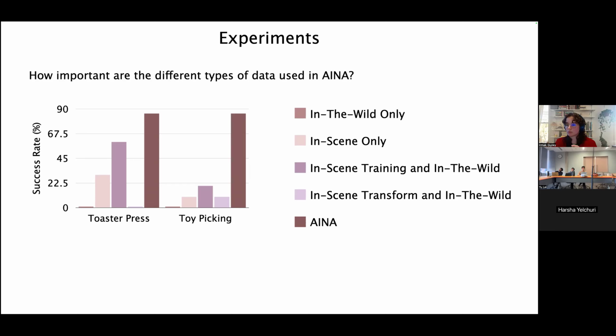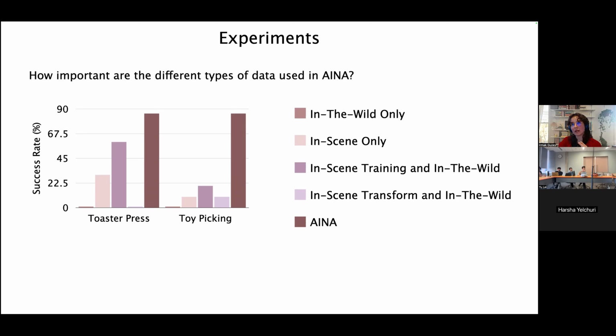And then in-scene transforming in the wild is when we don't add in-scene to the training, but we only use in-scene to transform the data, and then we use in-the-wild training. This performed pretty badly, and I think this is because, as I mentioned, the observations are very different between in-scene and in-the-wild. But when we add all of them together, it actually helps with generalization, and it works.